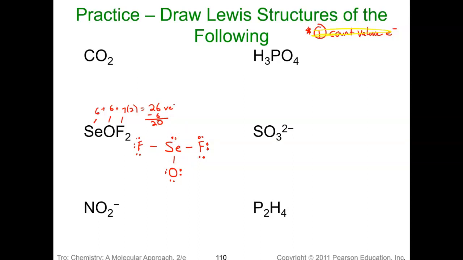Now we've used all of our 20 electrons, so we don't need to make double and triple bonds. A lot of times people try to automatically make double and triple bonds. Don't do that. Don't make them unless this part doesn't work. And I'll show you again when it doesn't work.